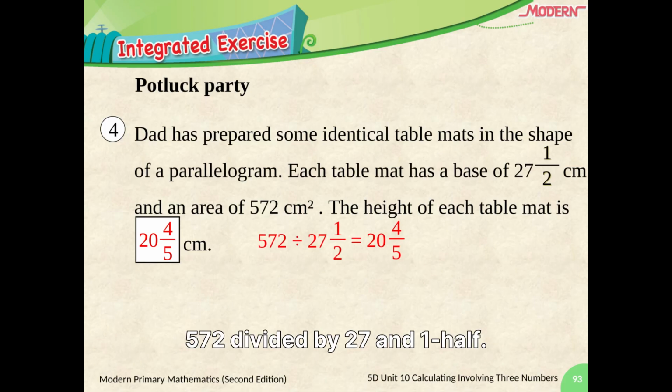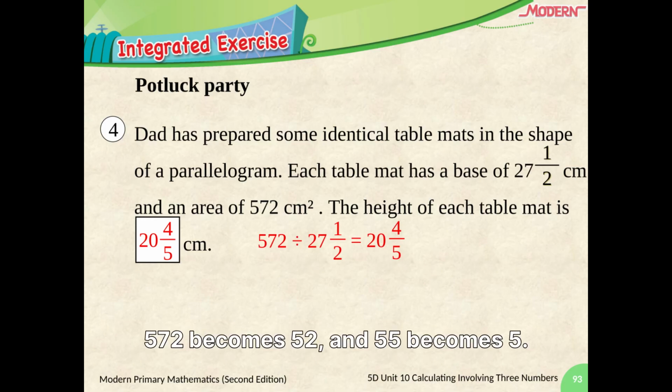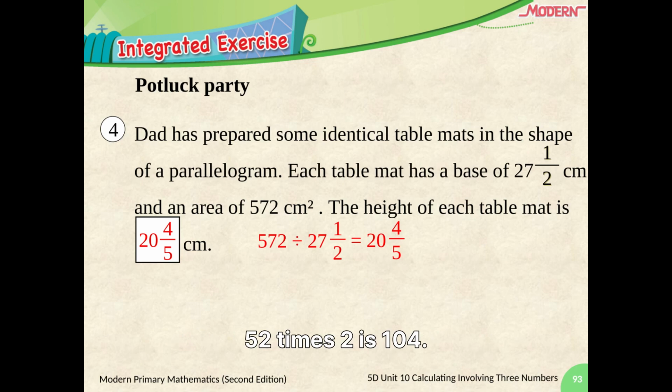572 divided by 27½. Convert the base to 55 halves. Now 572 times 2/55. Simplify. 572 and 55 are both divisible by 11. 572 becomes 52, and 55 becomes 5. 52 times 2 is 104. 104 divided by 5 is 20 4/5 centimeters.